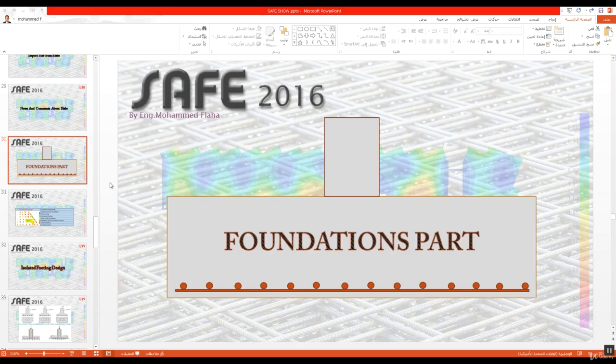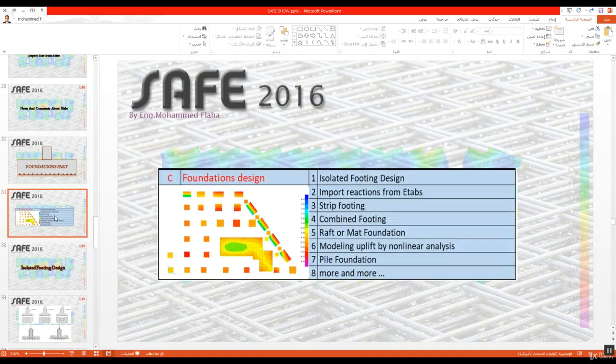In this part, I will start talking about foundations. We finished the slab. I will start with the foundation, or footing, which is how I will support the building in the soil. What types of foundation will we learn in this course?